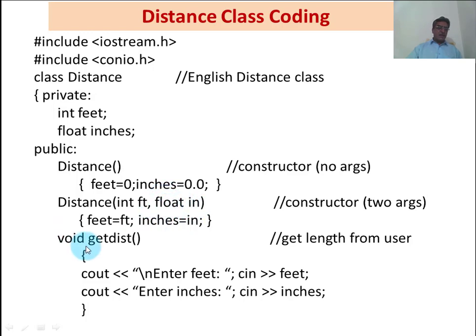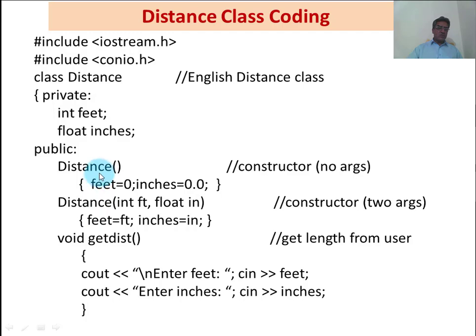Void getdist. If an object wants to receive its distance data from the user, then that object has to call this getdist function, and this getdist function will actually get the data from the user, that is feet and inches, for that specific object which calls this getdist function.